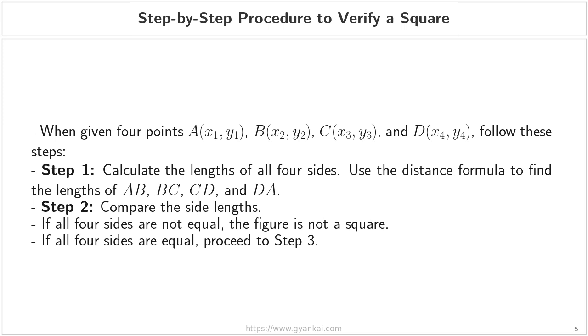If you find that all four sides are not equal, then you can stop right there. The figure is not a square. However, if you find that all four sides are indeed equal, then you have successfully proven the figure is at least a rhombus, and you must proceed to step 3 to complete the verification.